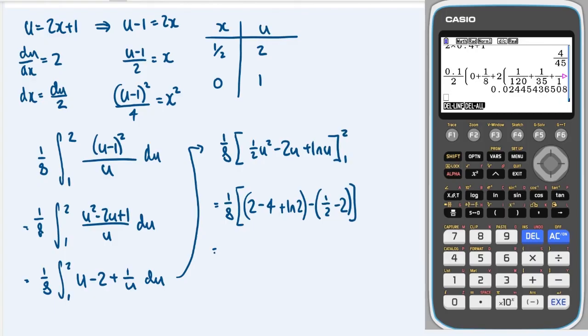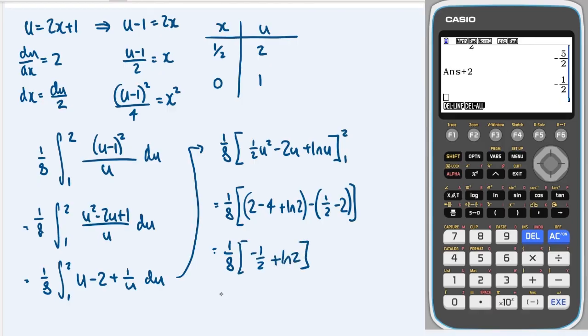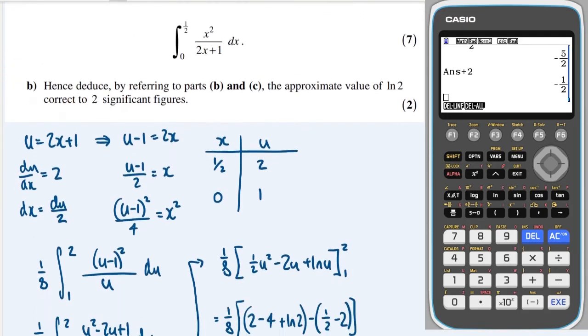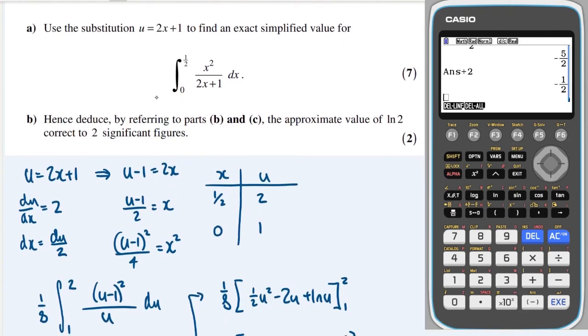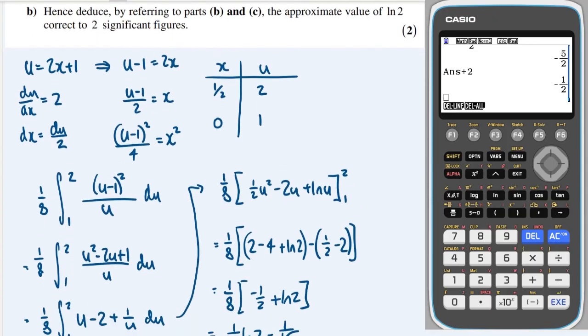Okay, fantastic. So that is 1/8 minus 1/2 plus ln 2. So when I take an 1/8 there, I'm going to get 1/8 ln 2 minus 1/16. And I think it asked me to find an exact simplified value for that. Okay, I've done that. Hence, deduce by referring to parts B and C the approximate value of ln 2 correct to 2 significant figures.